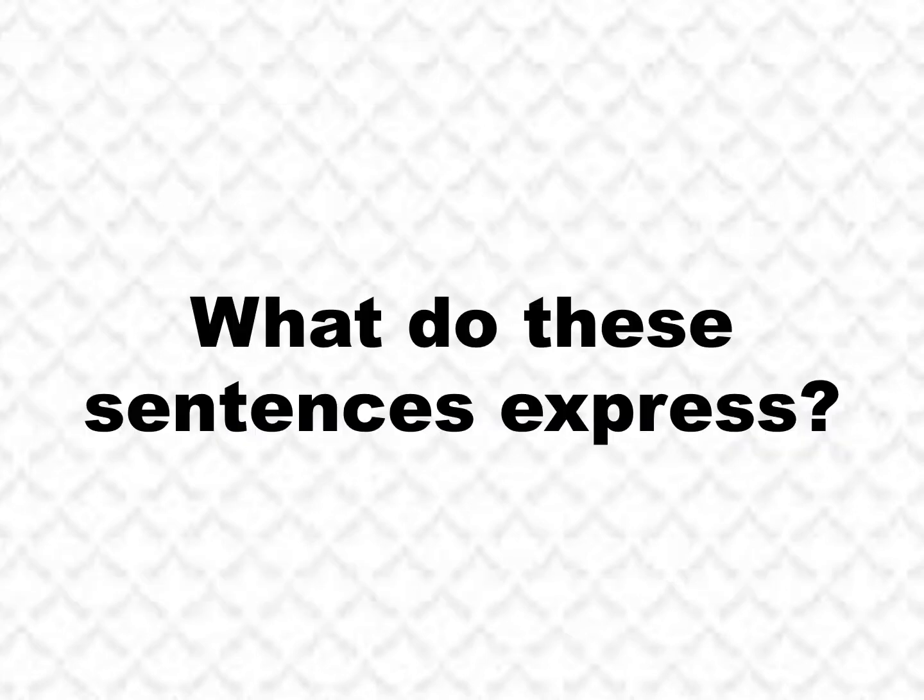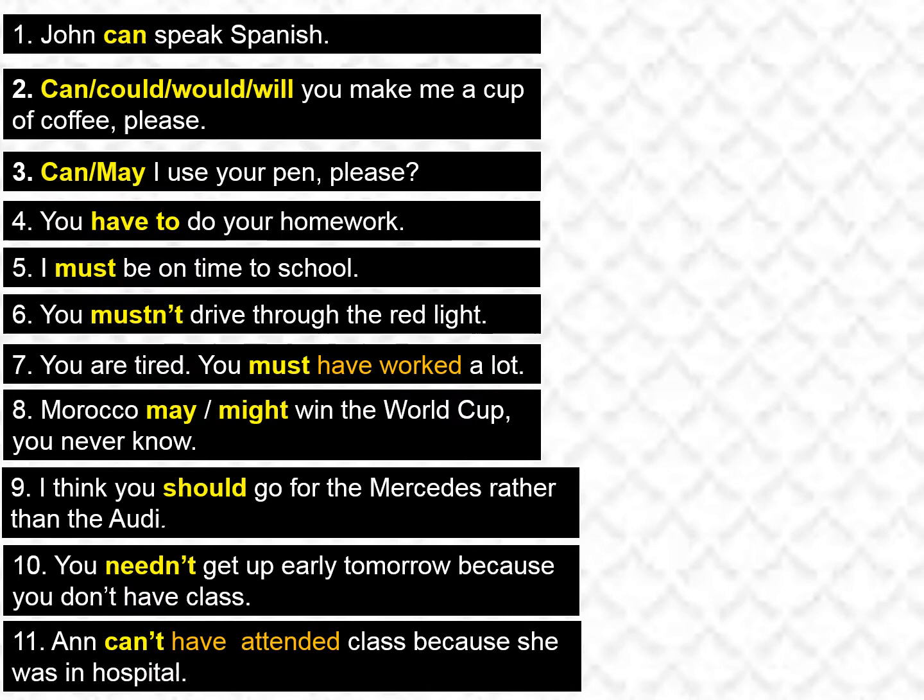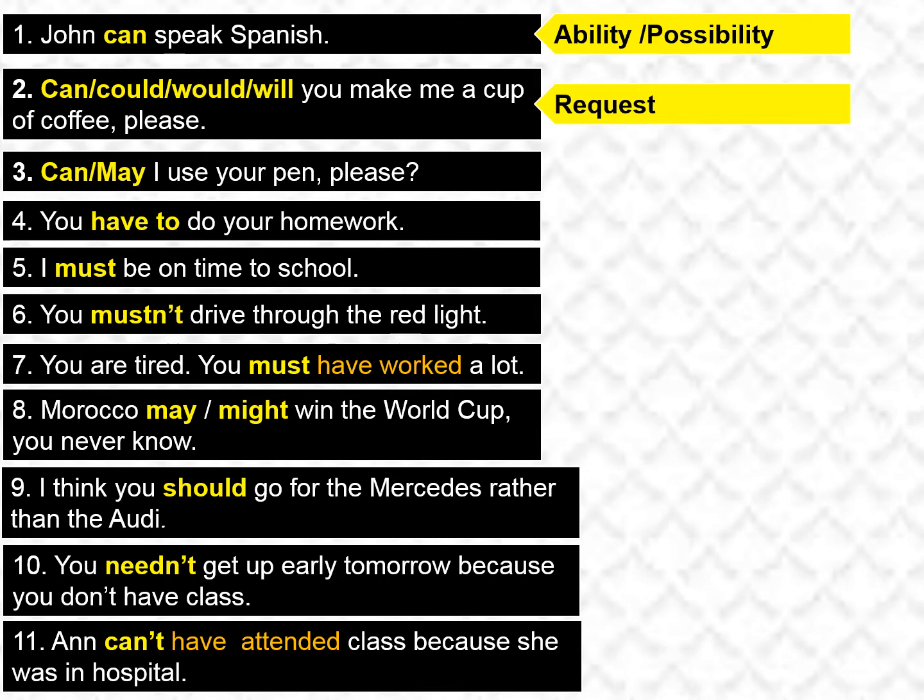Okay. Now, it's your turn to find what the sentences express. So, what do these sentences express? John can speak Spanish. Can, we said, is used for ability or possibility. Yes, ability or possibility. Now, when you say, can you make me a cup of coffee, please? Or could you, or would you, or will you make me a cup of coffee, please? What's that? Very good. Yes, it's a request.